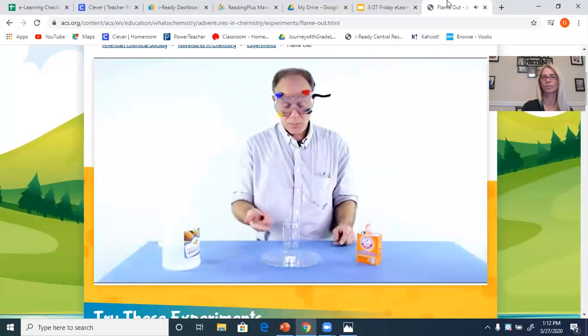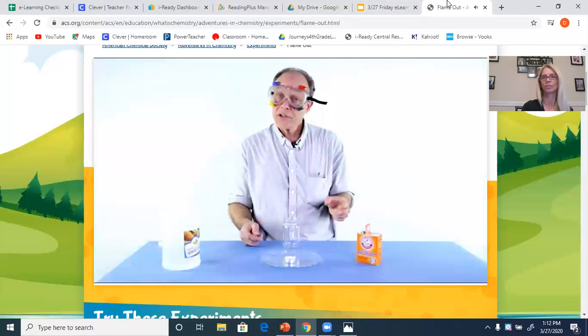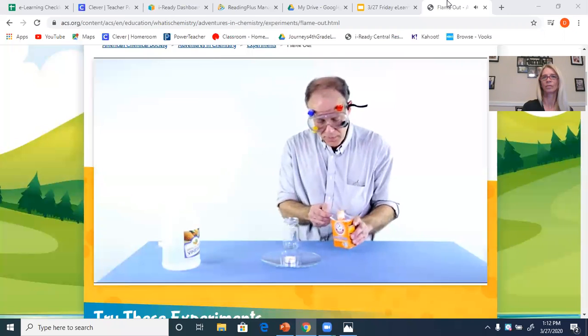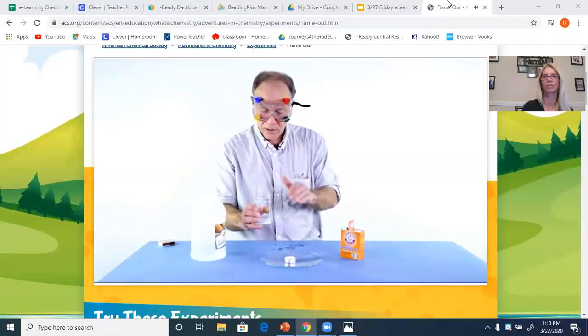There's another way you can put a candle flame out. You can actually use a chemical reaction to... All you need is a little... out just the gas. Let's see.